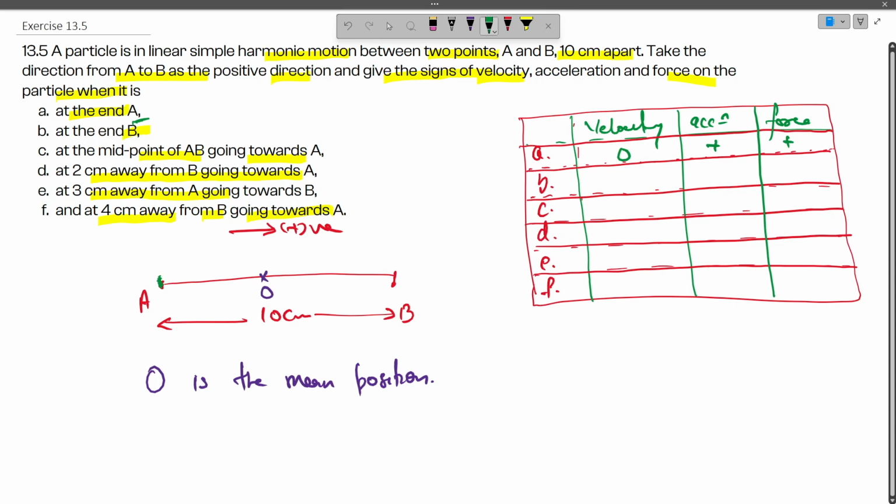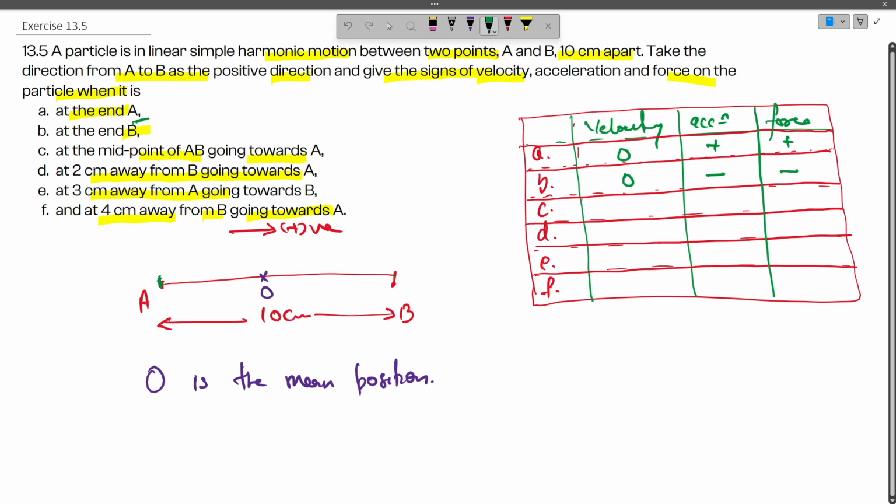In case B, we have at the end of B. When the particle is at the end of B, then again the velocity is going to be 0, and this time the force acting on the particle would be towards the mean position again, and this time it is in the direction of A, so it is negative direction. So again the acceleration is going to be negative, and that followed by force would be negative as well.